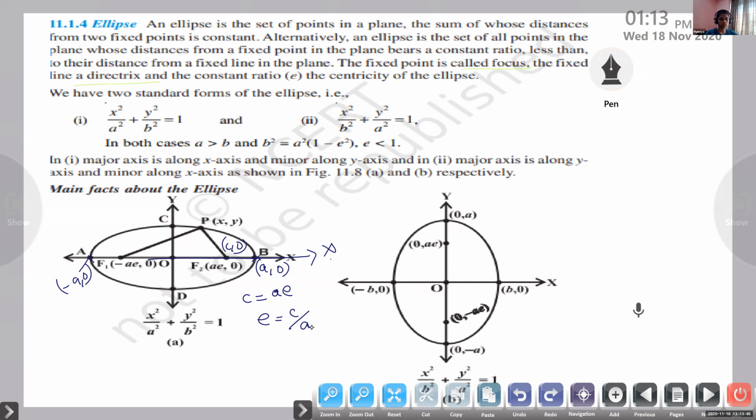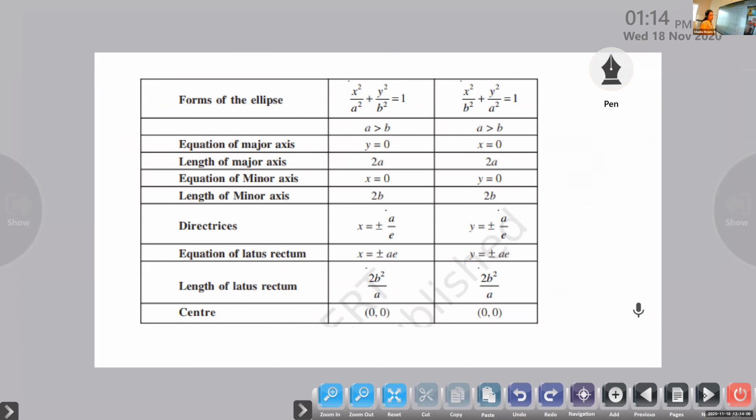The second case: the equation of the ellipse is x square by b square plus y square by a square is equal to 1. Here the bigger value comes under y, therefore the y-axis is the major axis and the x-axis is the minor axis. Now draw this table, children. These are the two forms. Listen to it, afterwards you can write. In both cases, a greater than b. In the second form also we take a greater than b.